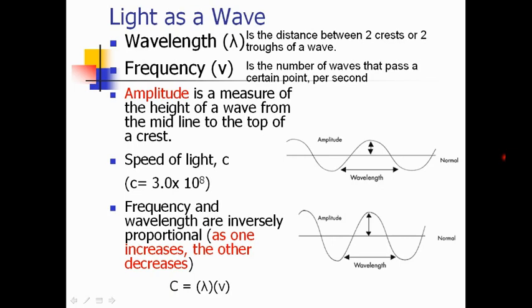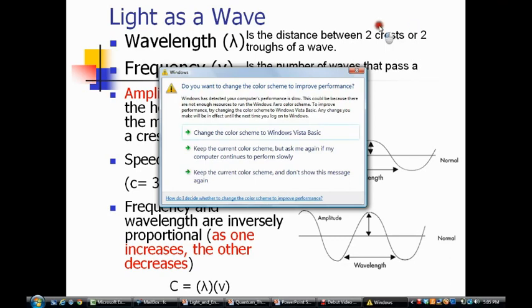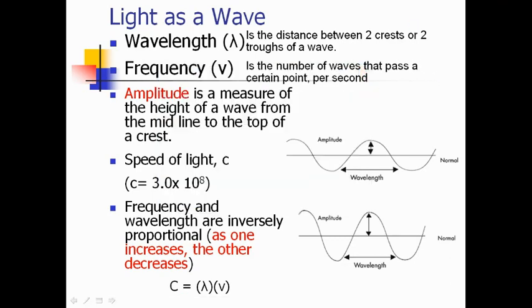We start talking about the speed of the wave. Speed of light, okay, is always c, and c is always 3.0 times 10 to the 8th meters per second. So anytime you see speed, you can always sub in that for the speed of light. Frequency and wavelength are inversely proportional, which means as one increases, the other will decrease. And from all that information, we can derive a formula of c equals the wavelength times the frequency.